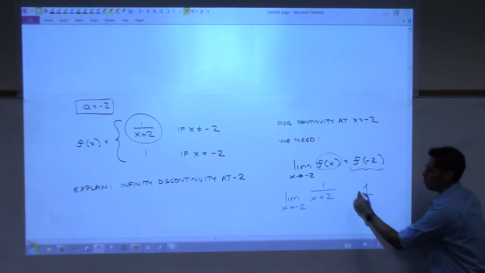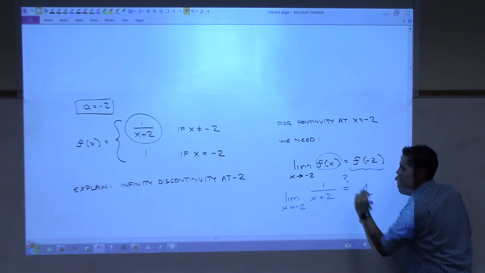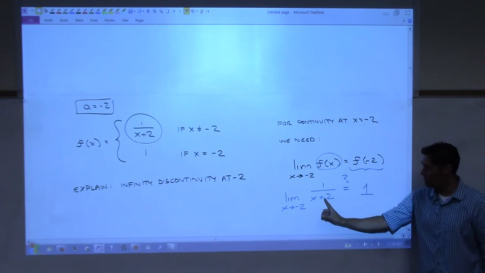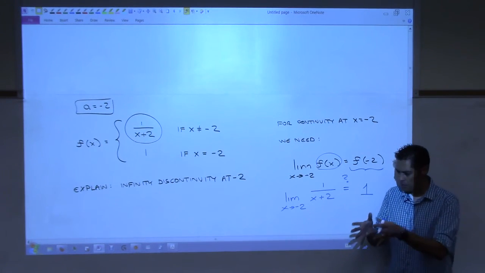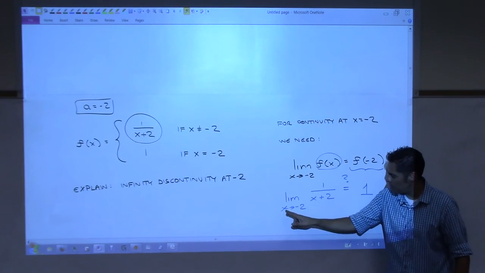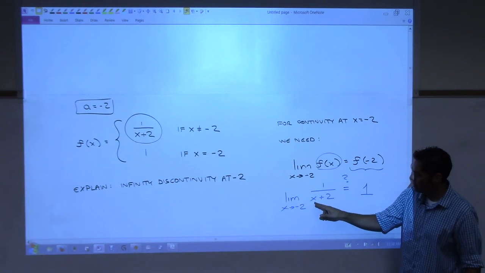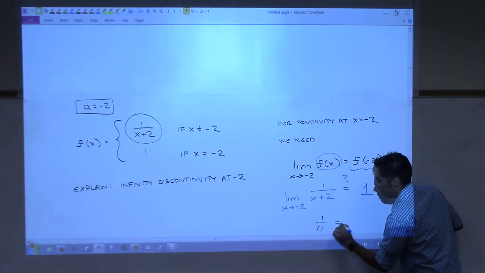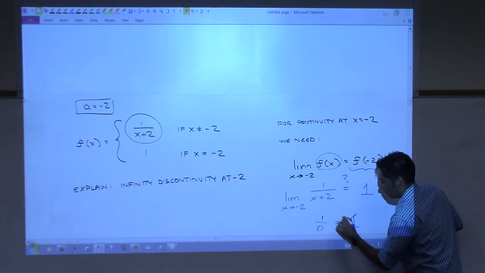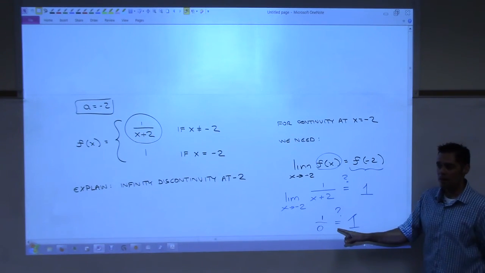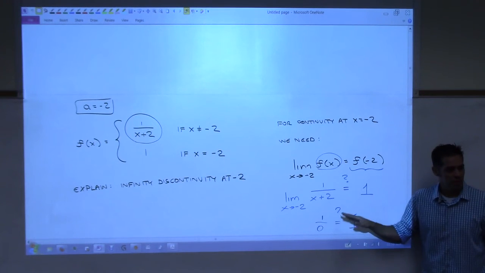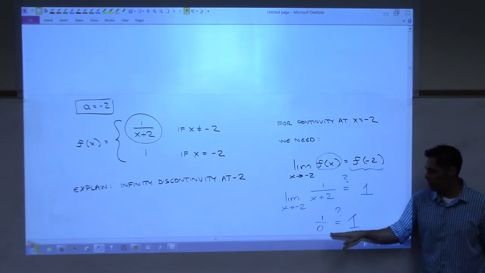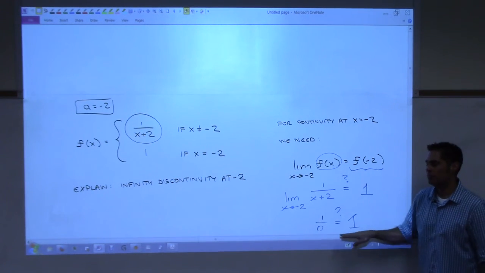And now the question that we're asking is, are these the same? Are these equal? Well, let's try the direct substitution in here, direct replacement. If x goes to -2, what happens? We get 1 over 0. And does that equal 1? No, this is not going to happen, right? So we have a discontinuity. We would need these two to be the same.